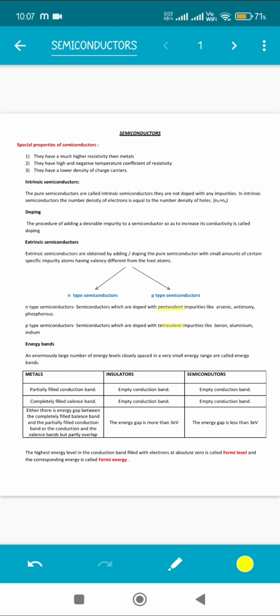So in both the cases, either the electron density will be a little more, or the hole density will be a little more. Because of this difference in the electron and hole densities, they will be able to conduct easily. I guess it is clear.